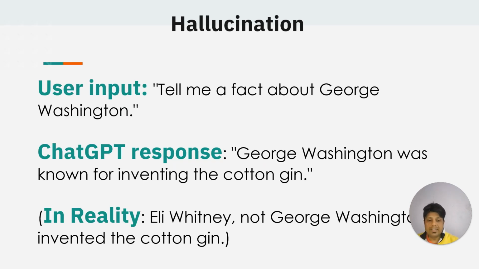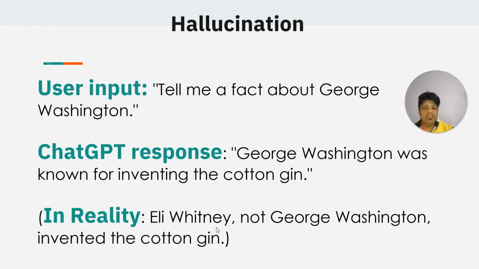So let's take an example. If you provide an input, tell me a fact about George Washington, what ChatGPT responded with is, George Washington was known for inventing the cotton gin. However, in reality, Eli Whitney and not George Washington invented the cotton gin. So now ChatGPT has hallucinated and it has come up with a very random answer.